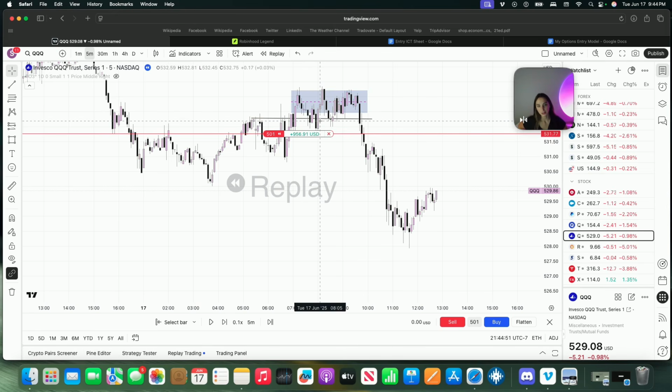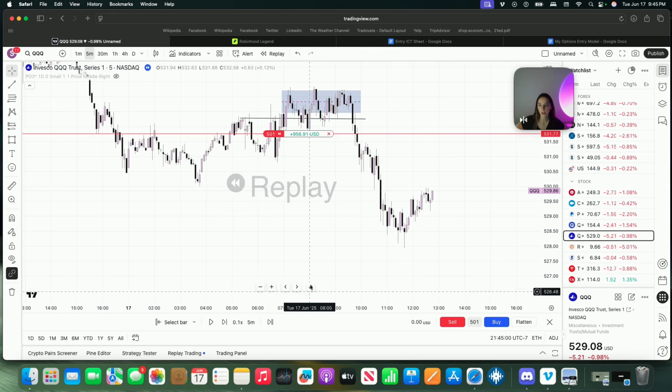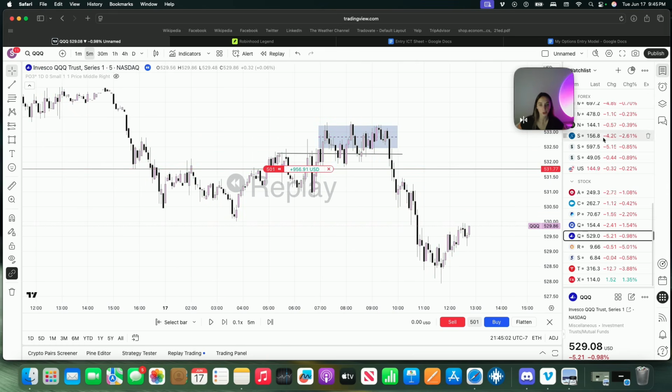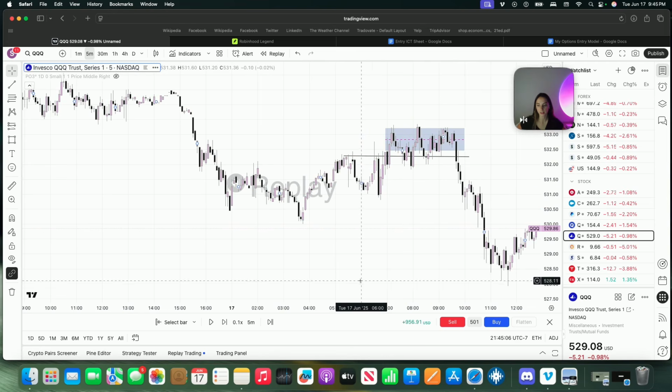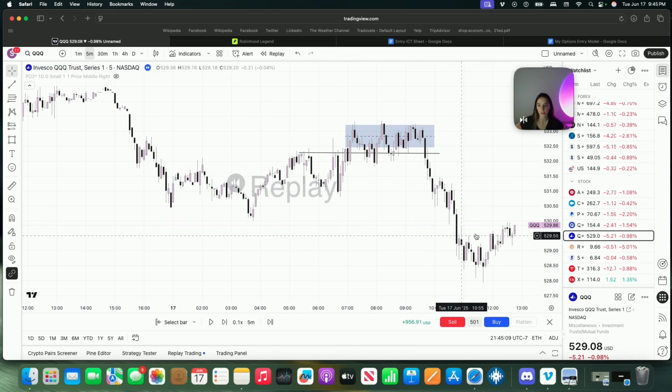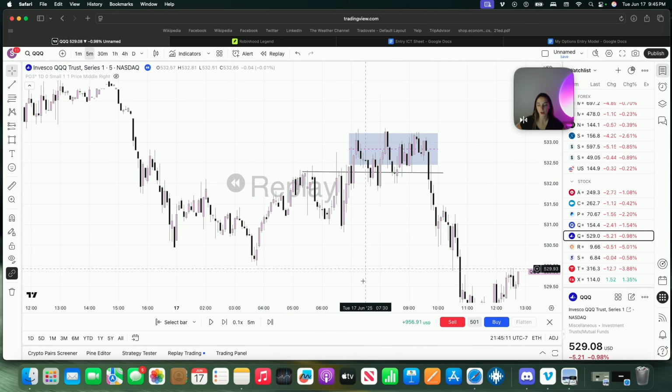But since we did get war news, you could have for sure held those and got a continuation. And I wouldn't say something like this is a falling knife. It was actually a pretty valid trade setup. But I kind of showed you guys two ways that this trade could have went, the first way being one in which it did not work out at all.